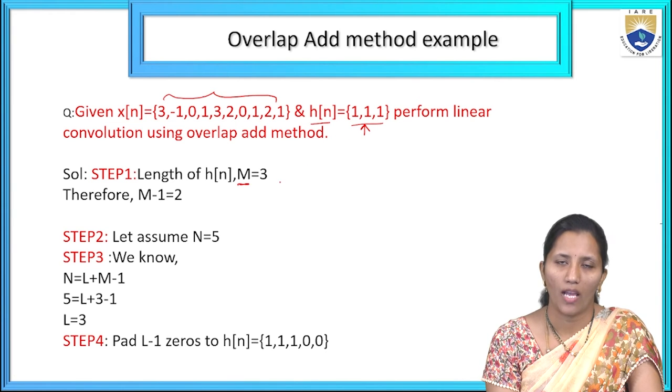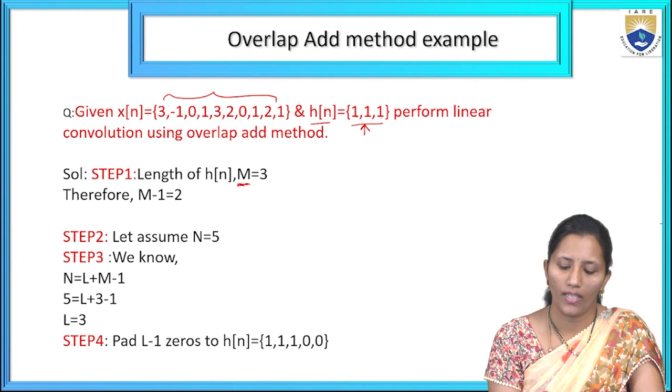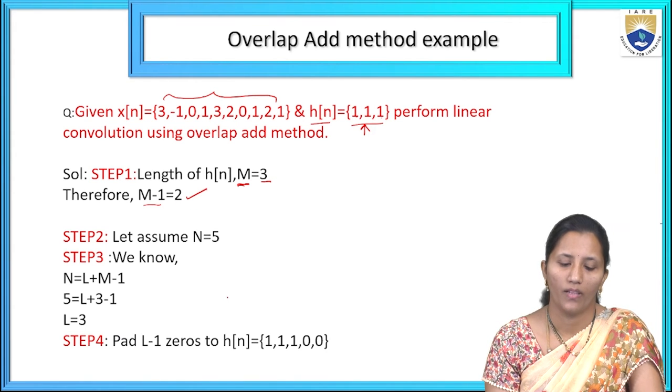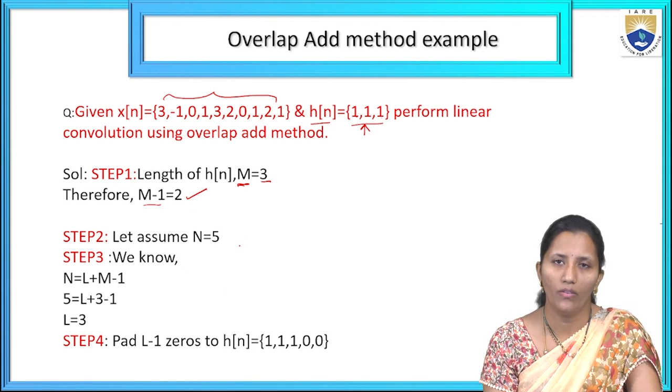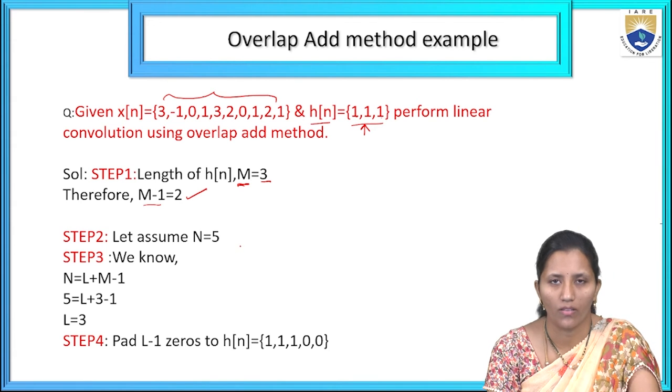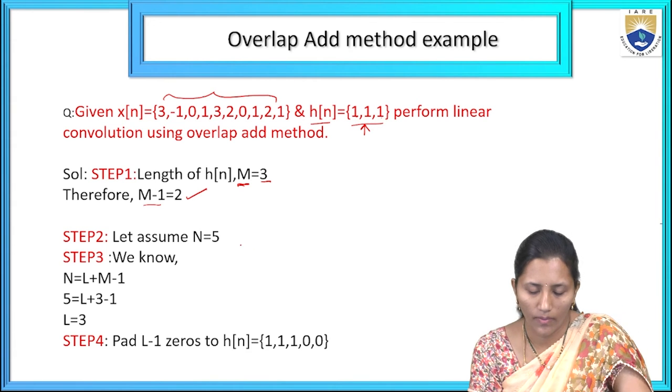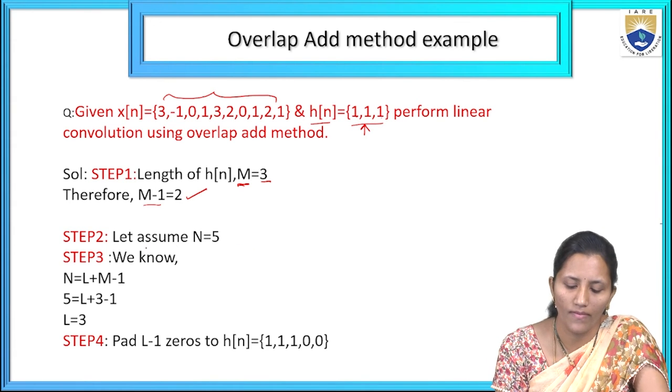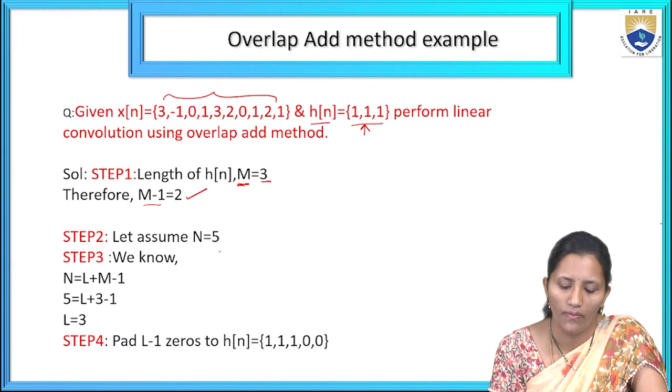M is the number of samples in h of n, that is the length of h of n. So here we have 3 samples in h of n. So I am going to write here m is equal to 3 and find out m minus 1. M is 3, m minus 1 is equal to 2. And let us assume n is equal to 5 here. I can assume n is equal to 5, 6, anything. We will get the same answer.